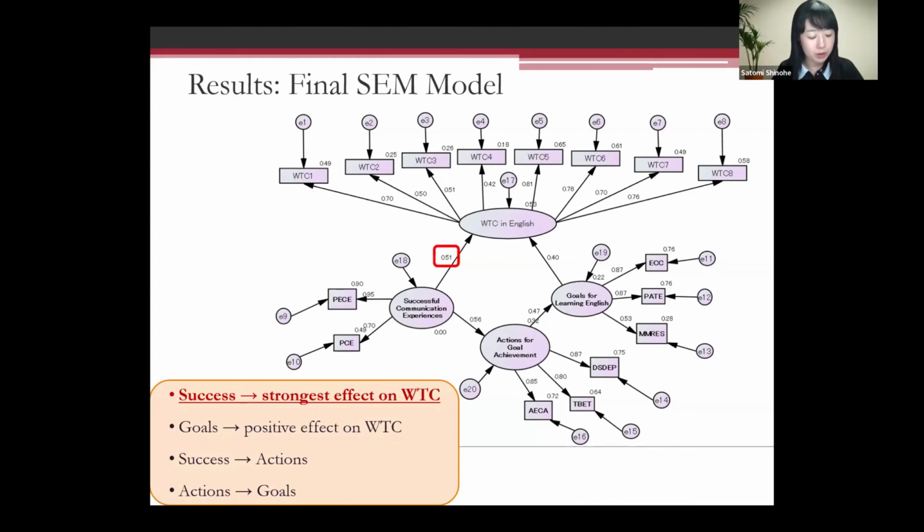As shown in the model, the standardized path coefficient from success to WTC was 0.51, making it the strongest predictor in the model. And the path from goals to WTC was also significant, but its effect was smaller. This suggests that learners' past communication experiences may be even more influential than their future aspirations when predicting their willingness to communicate.